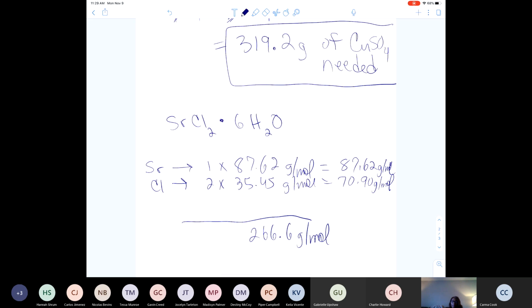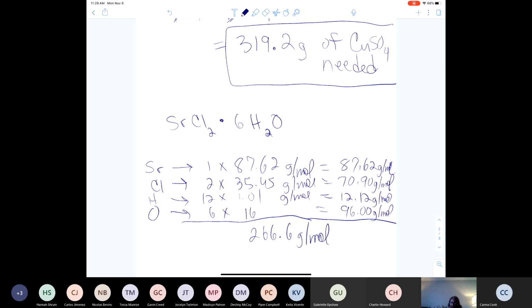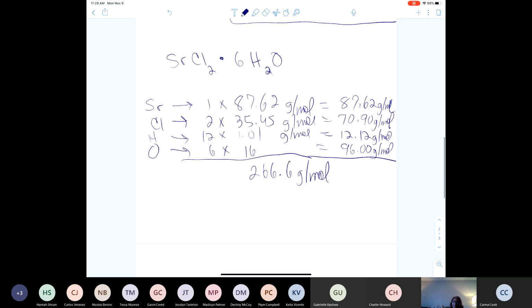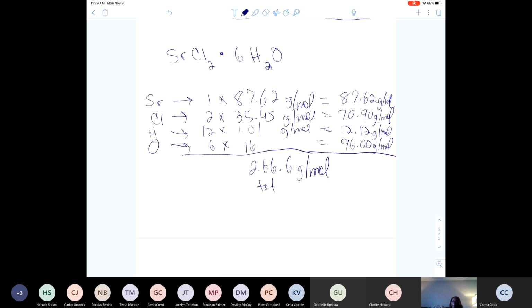And then here's the important part, the waters. We've got 12 hydrogens, 6 times 2. And then oxygens, we've got 6 of them. That gives you about 96. And that's how we get the total of 266.6 for the total molar mass of the compound.